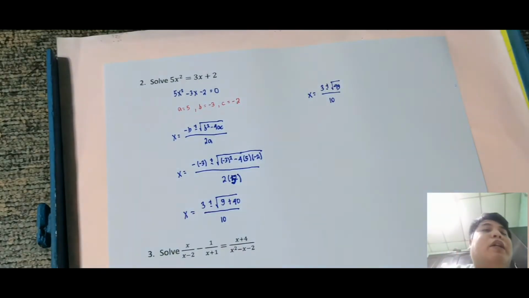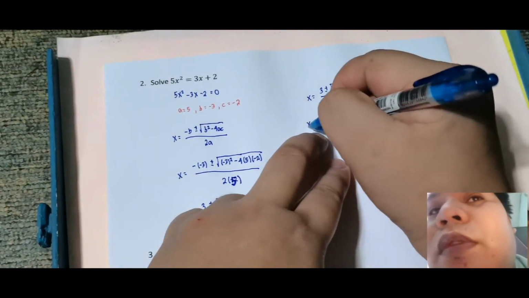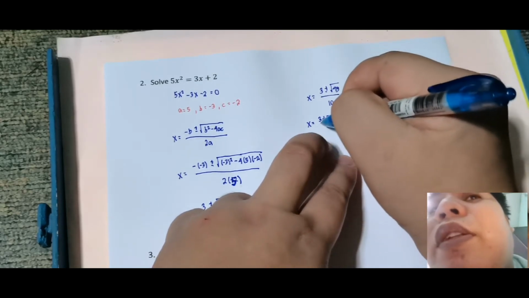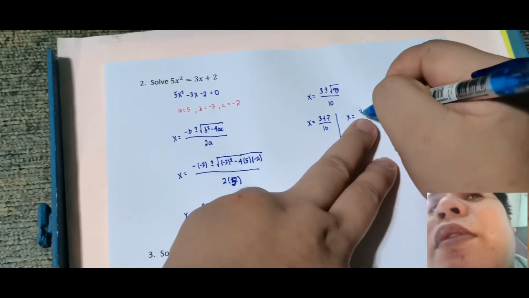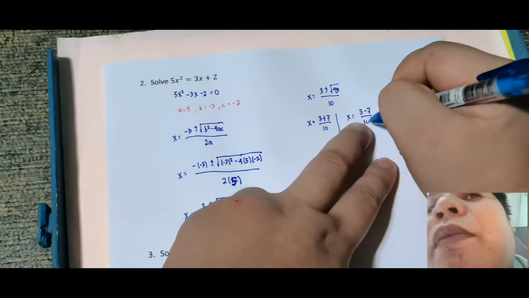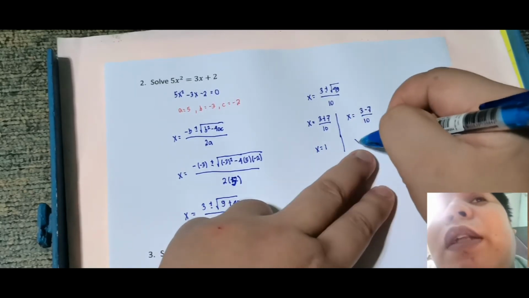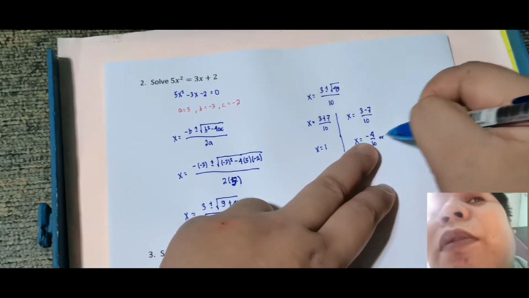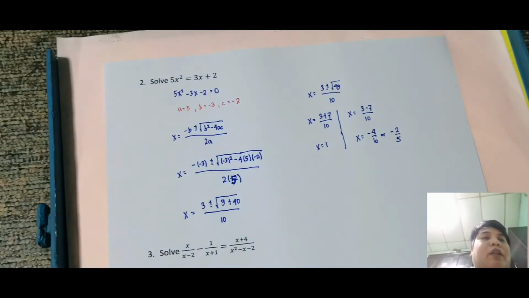So may dalawa tayong value na x, no? Ang unang value ng x is x is equal to 3 plus 7 kasi square root of 49 is 7 over 10. Then yung other x is equal to 3 minus 7 over 10. So una, x is equal to 10 over 10 is 1. Pangalawa, x is equal to negative 4 over 10 or negative 2 over 5. Okay, so ganun na lang ulit. I-check nyo na lang ulit kung sino dyan extraneous, sino yung hindi.